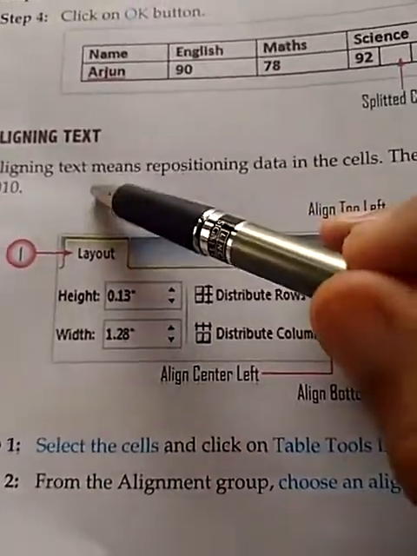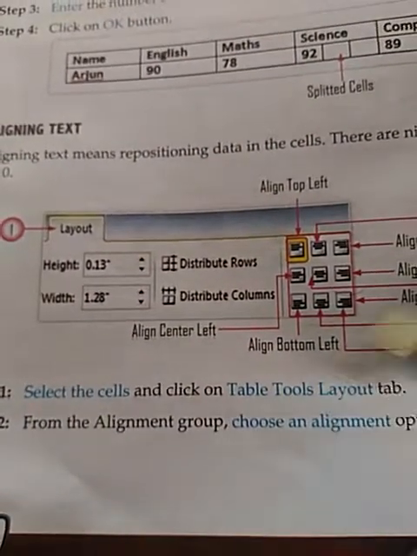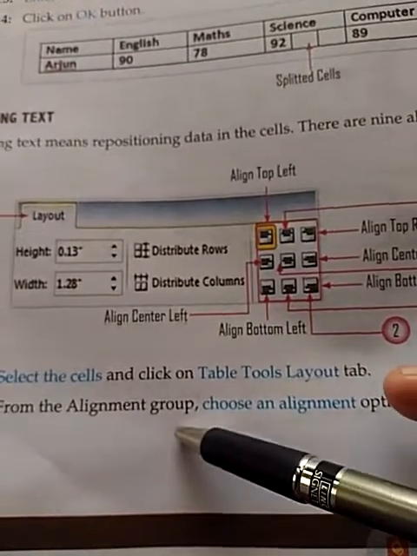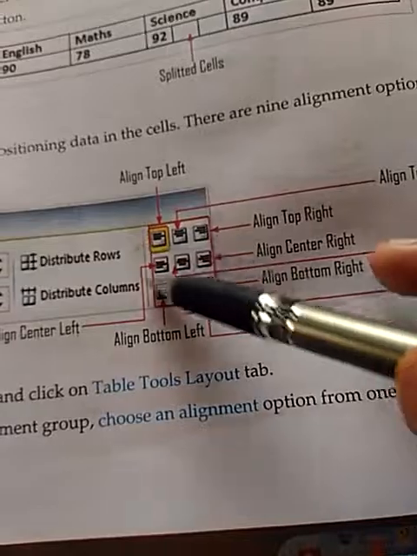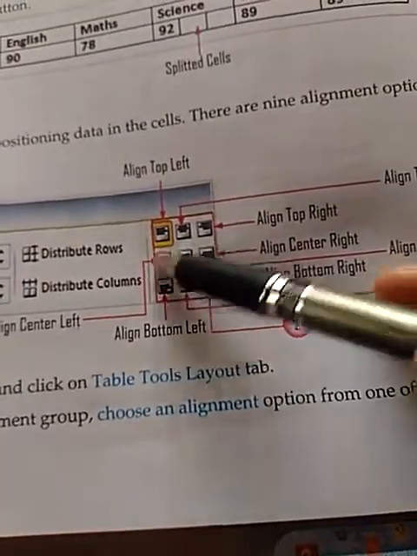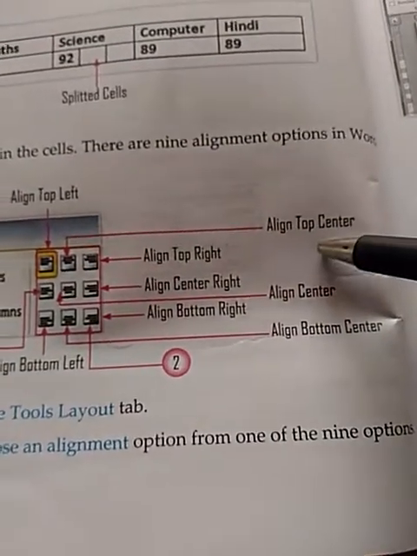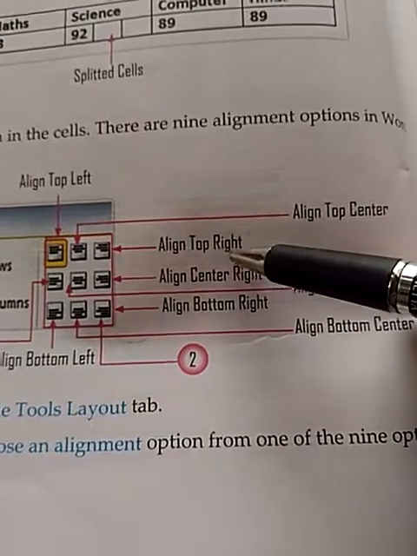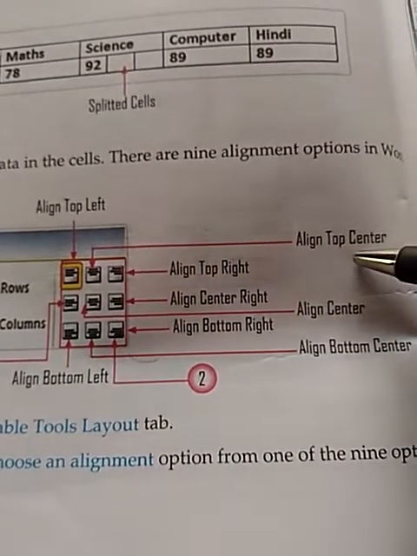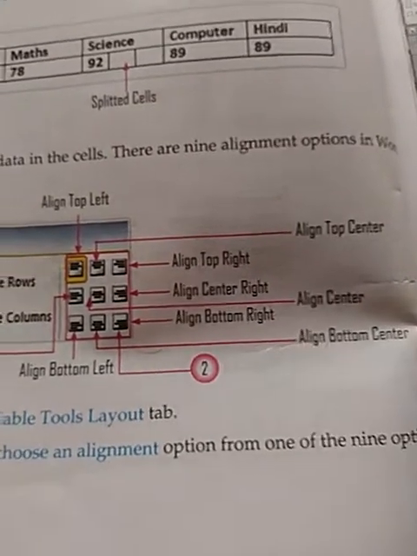So how can you align the text? Simply select the cell or select the table. In the Layout tab, choose the alignment option which you want to have. After selecting this alignment option, your text will align according to the option which you have selected. The famous alignments are top right, center right, bottom right, top center, center, bottom center.